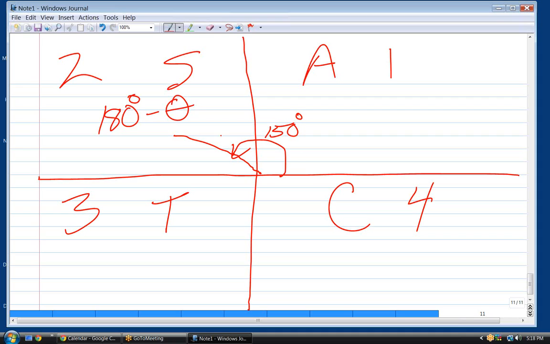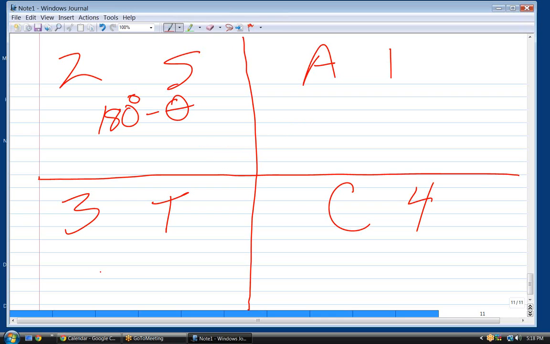If we can take any angle in any quadrant and convert it to the equivalent first quadrant angle, we've got 90% of the problem solved. Then it's just a question of putting the proper plus or minus sign on it. So, that's the formula for the second quadrant.